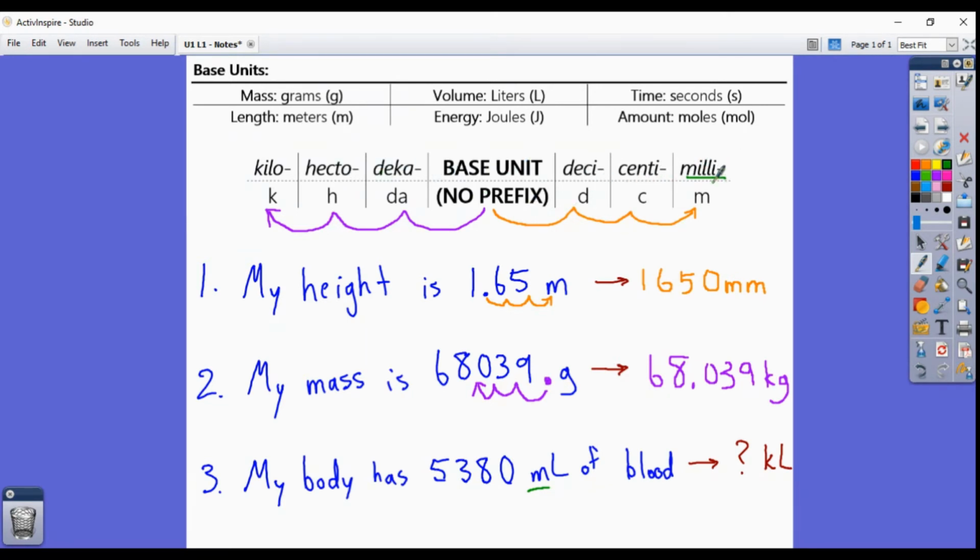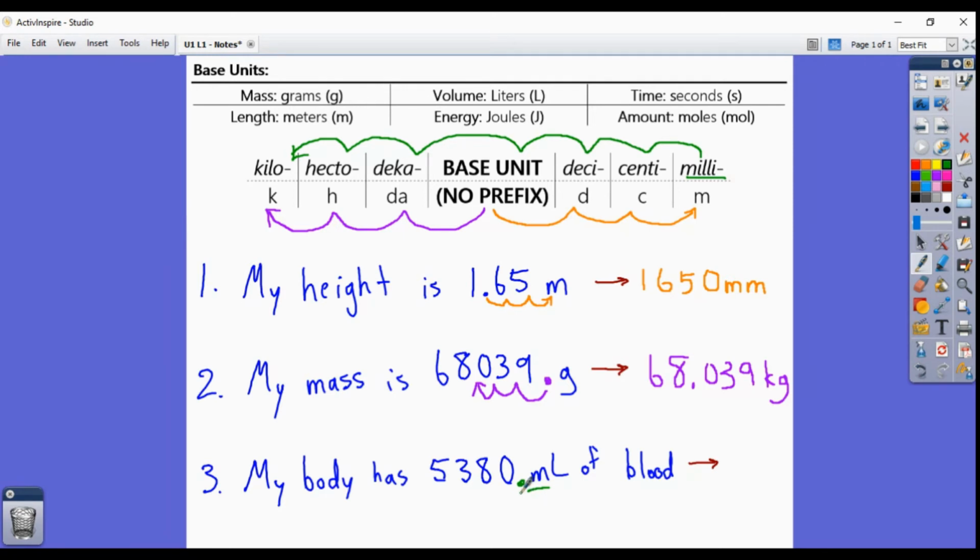So if I'm starting at milliliters and I'm trying to get to kiloliters, I've got a long ways to go. I've got to go 1, 2, 3. We do count that as a spot. 4, 5, 6. 6 spots over to the left. So to get my answer then, I've got to move my decimal point 6 spots to the left. Again, I can't see my decimal point, but it's got to be all the way over on the right at the end of the number, so it's right there.